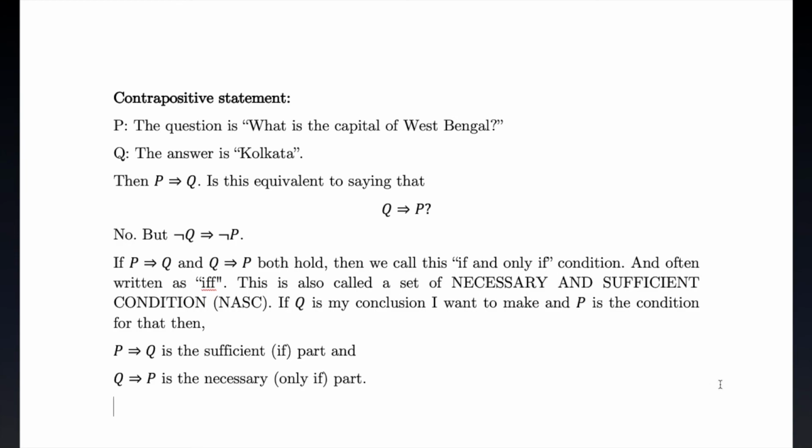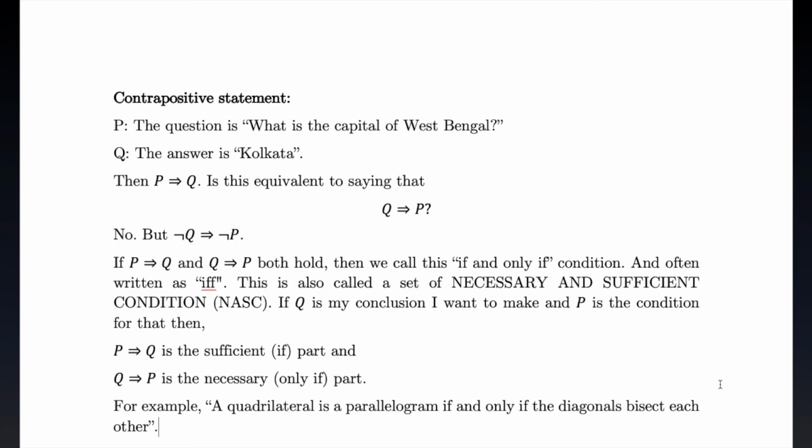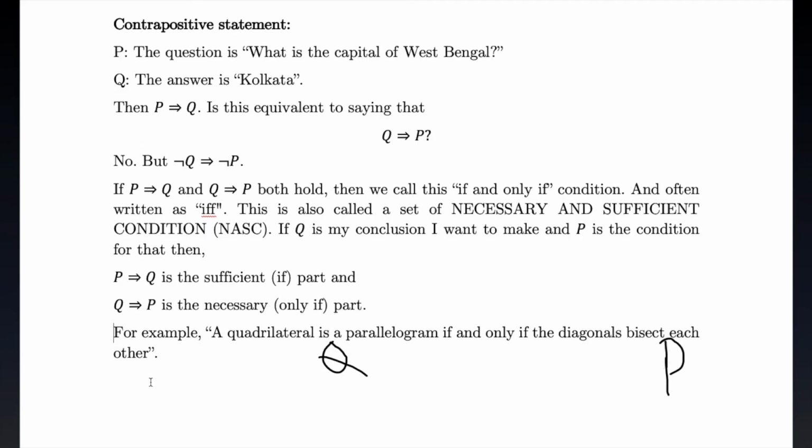For example, a quadrilateral is a parallelogram if and only if the diagonals bisect each other. This is my condition. The conclusion is the quadrilateral is a parallelogram. Where the condition implies the conclusion, that is the sufficient part or the if part, and where the conclusion also implies the condition, that is the necessary part or the only if part.